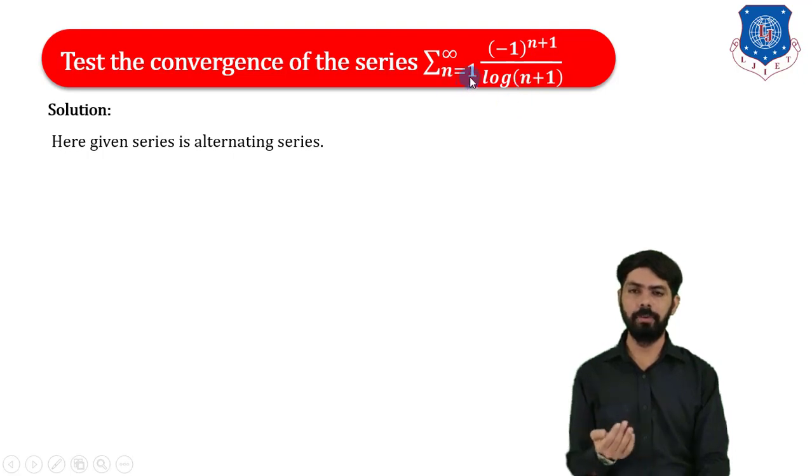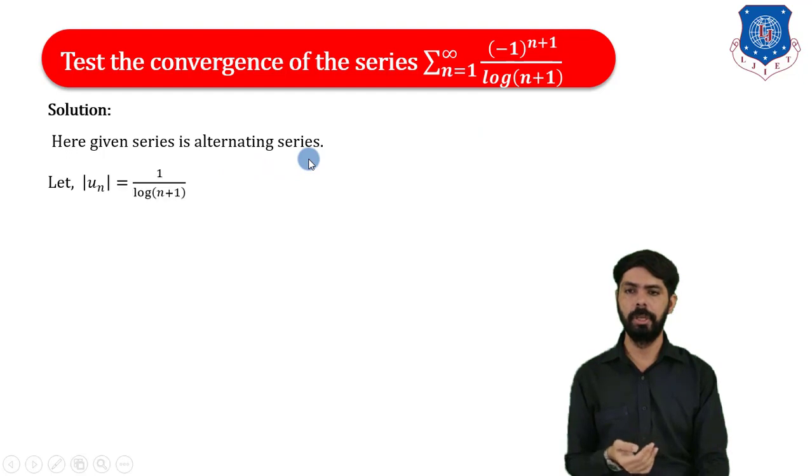Then if we put n is equal to 2 in this, then here it will be (minus 1) raised to 2 plus 1, so it will be (minus 1) raised to 3, so it will be minus 1 divided by log 3. Now if we put n is equal to 3, so it will be (minus 1) raised to 3 plus 1, so it will be (minus 1) raised to 4 divided by log 4. Therefore we will get alternatively positive and negative terms, therefore given series is alternating series.